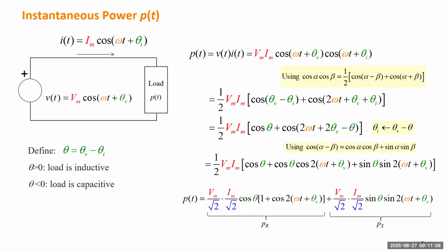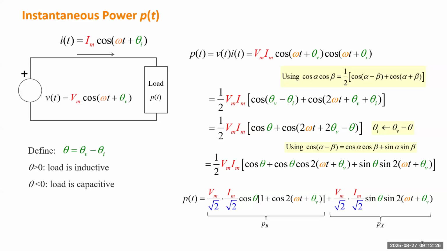On Monday, we introduced the instantaneous power for this very simple AC circuit. Instantaneous power is basically defined as the product of the instantaneous voltage and current. You just multiply the values time point by time point until we get this expression.